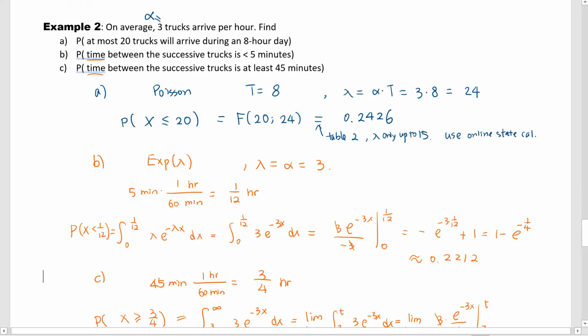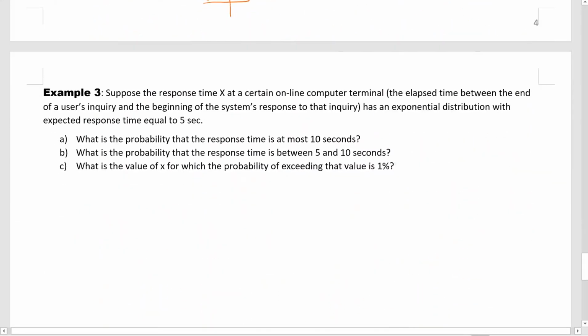So keep in mind, in the same problem, we might see Poisson distribution and exponential distribution. If the problem is asking the number of arrivals on a time interval, then we have Poisson distribution, and the lambda is alpha times t. Whereas if the problem asks us to find the time between the successive arrivals, then that is the exponential distribution, and the lambda is alpha, so it's fixed. Okay? Alright, so that is example 2.